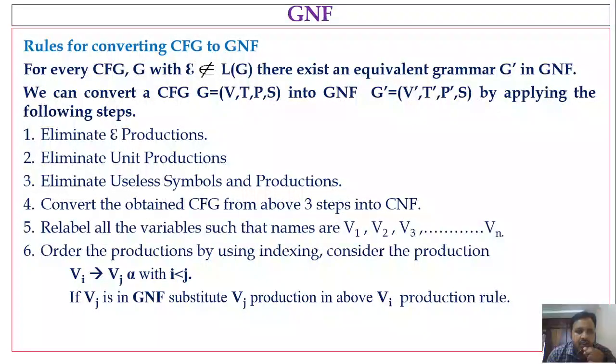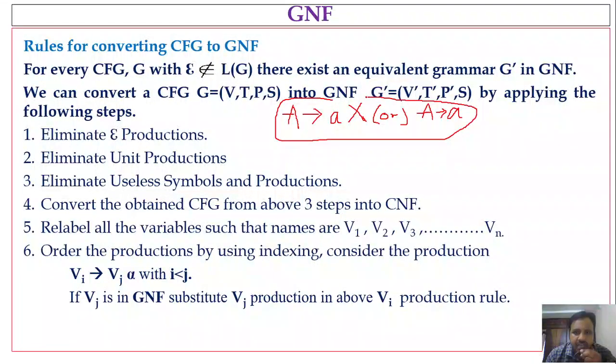A context-free grammar is said to be in GNF if all the productions are in the form A denotes a X, or A denotes a. So if any CFG consists of productions in this form, then that CFG will be considered in GNF. While converting the CFG into GNF, we have to apply 8 rules or 8 steps.